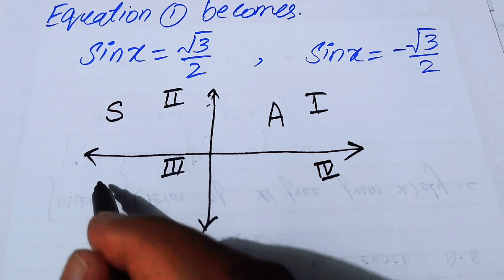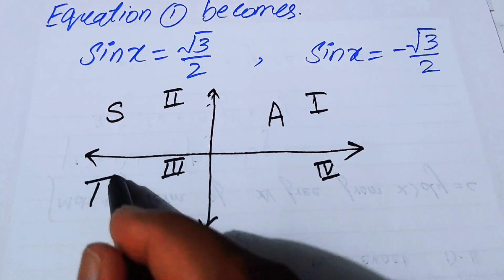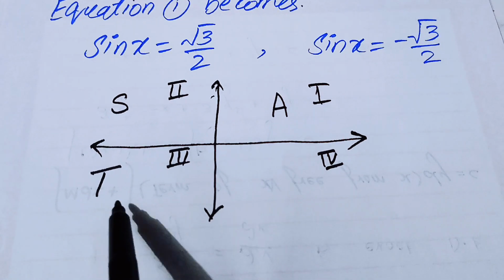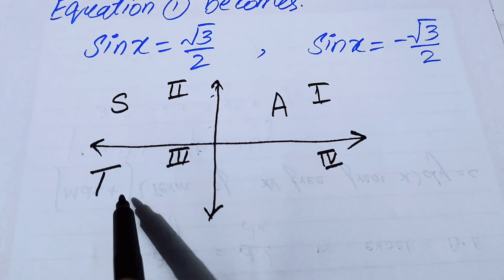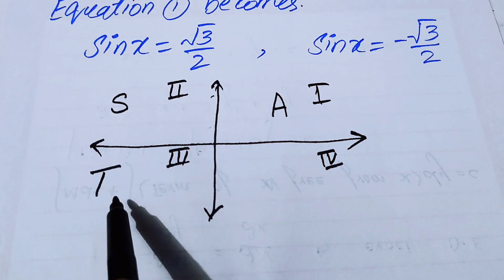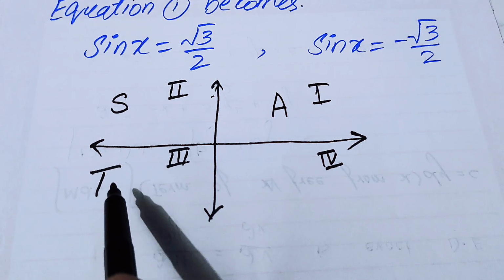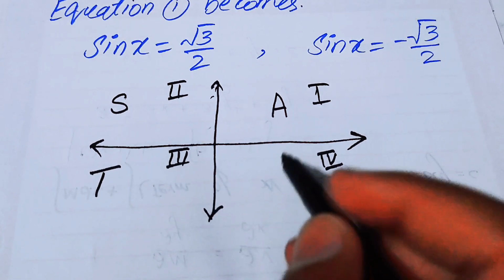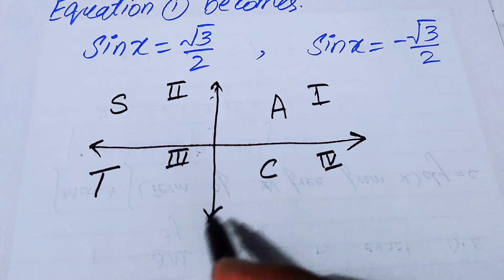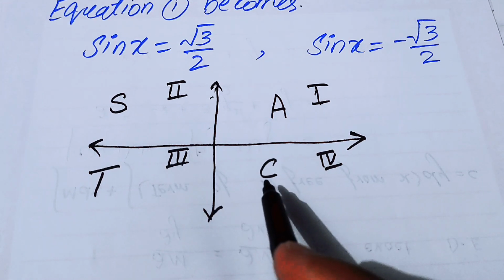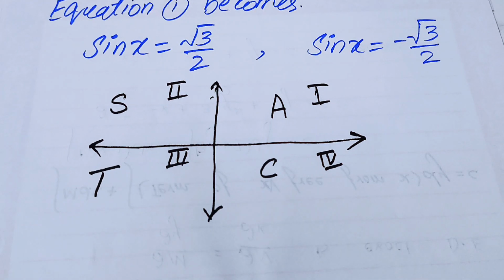Similarly, here you write T. This T means tangent and cotangent are positive and all the other 4 trigonometric functions are negative in the third quadrant. Similarly, in the fourth quadrant I can write C. So C means cos and secant are positive and all the other remaining trigonometric functions are negative.